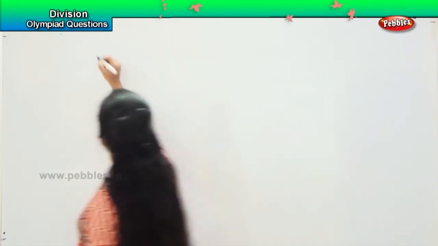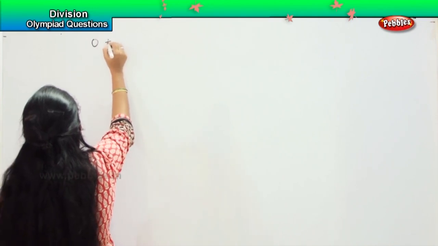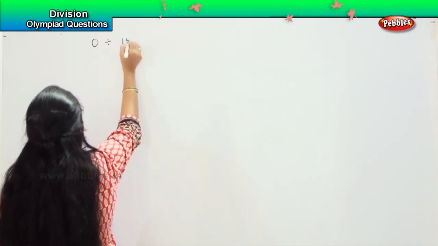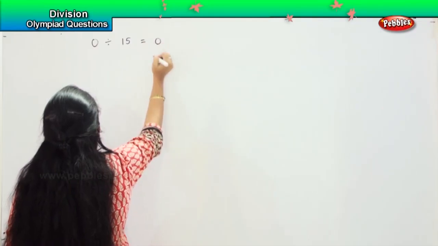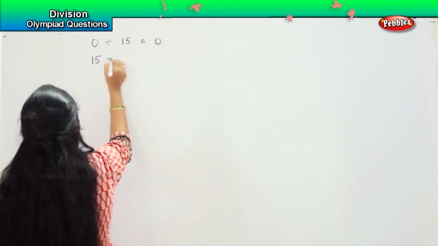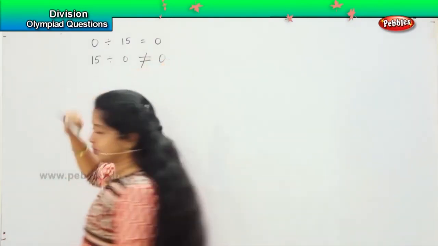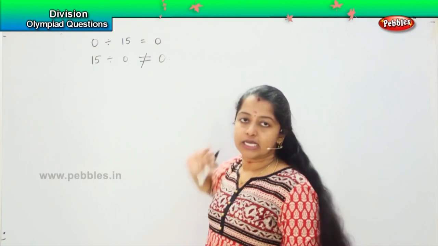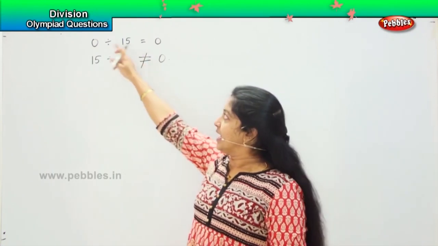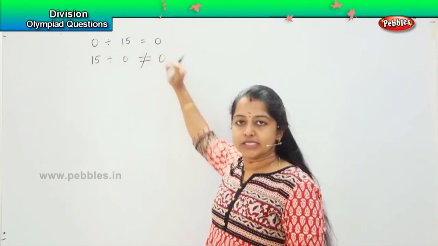Before beginning the sum, children, I just wanted to tell you a few important tips. As we learned in the last property, if we divide 0 by any number, the answer is 0 itself, right? For example, 0 divided by 15 is 0. But 15 divided by 0 is not equal to 0, which means that these two are not the same. If you divide 0 by any number, your answer is 0.